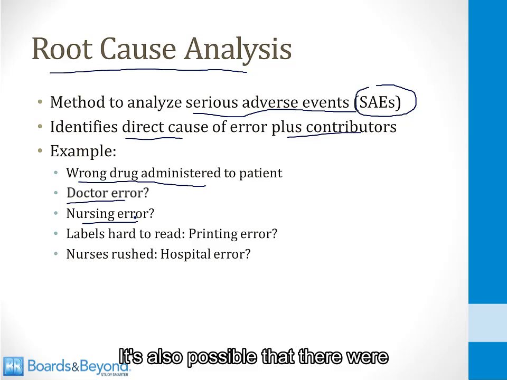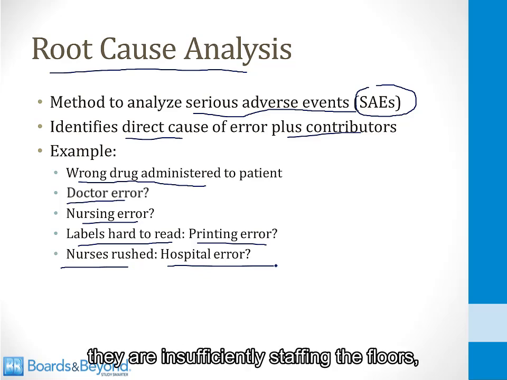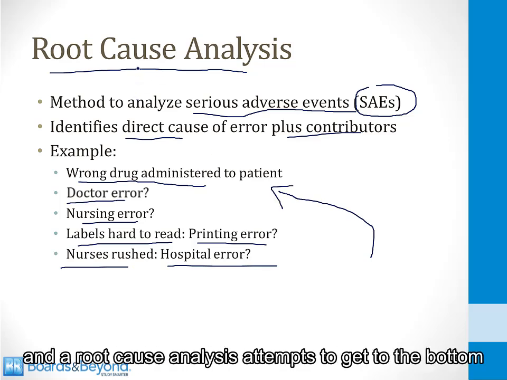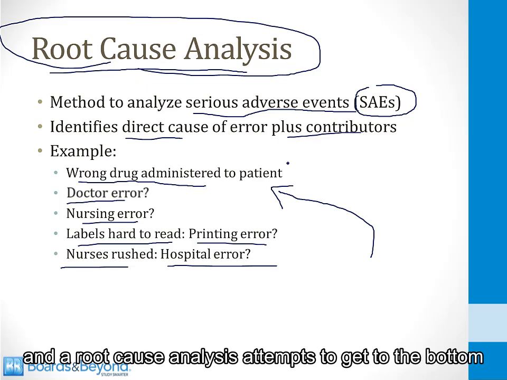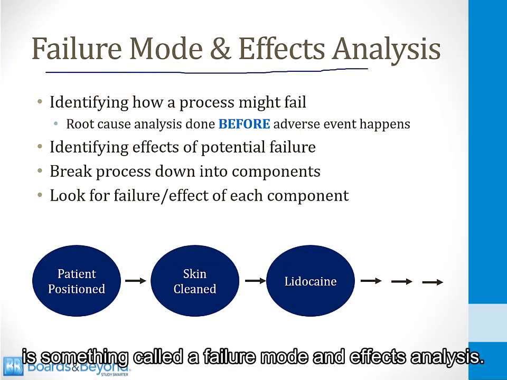It's also possible that there were deeper contributors to the error. Perhaps the labels are hard to read. This could be a printing problem. Or maybe the nurse was rushed, so this is a hospital error. They are insufficiently staffing the floors, and this led to the problem of the wrong drug. So all these things are possible causes, and a root cause analysis attempts to get to the bottom of these types of issues.